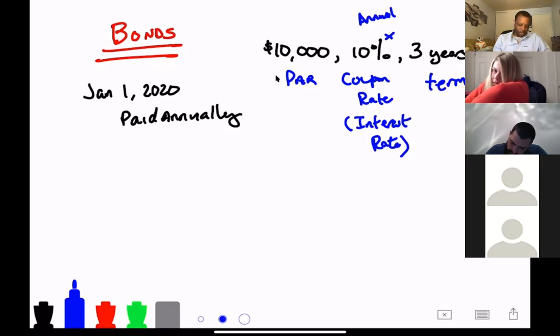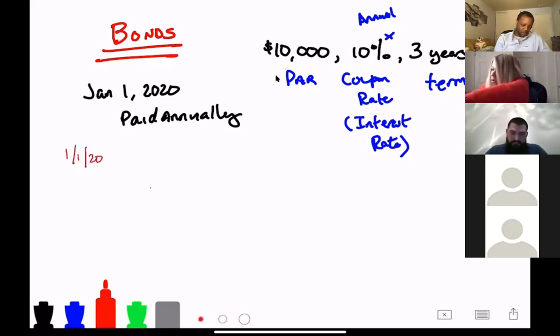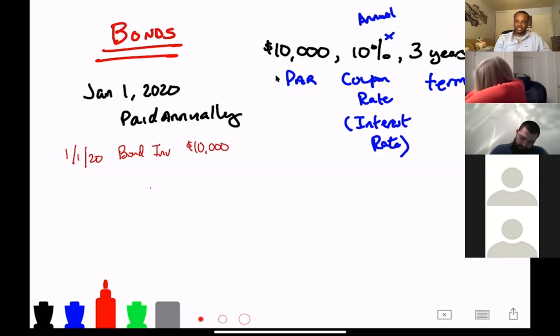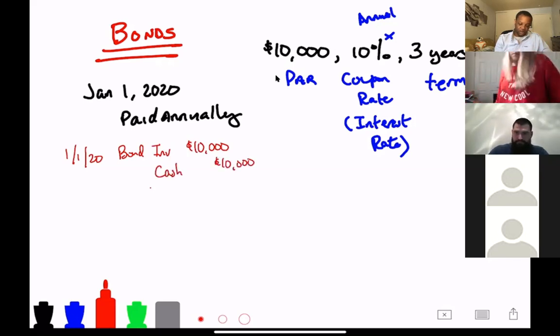So here's how this works, right? I'm going to demonstrate it as journal entries. On January 1st of 2020, we would debit our bond investment, our held to maturity investment. And we always record our investment at its cost. What did it cost us? This was a $10,000 bond, and obviously we have to spend cash to make an investment. So we've got this bond here. This is an asset. That's $10,000.